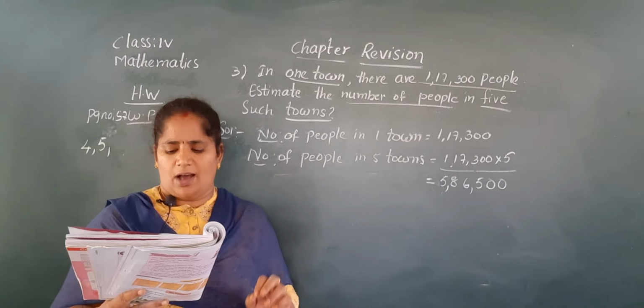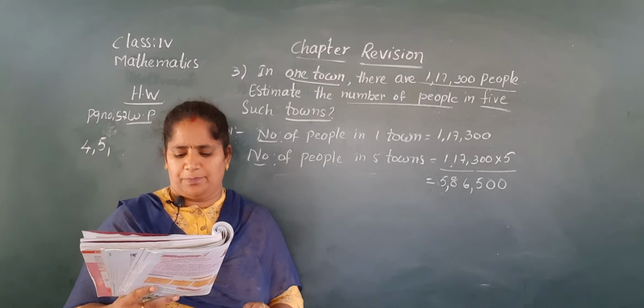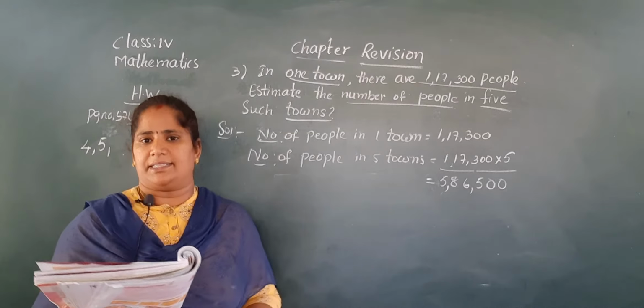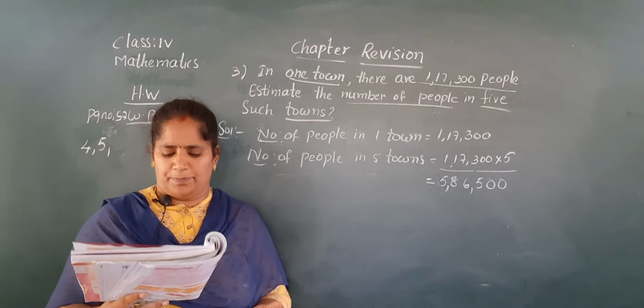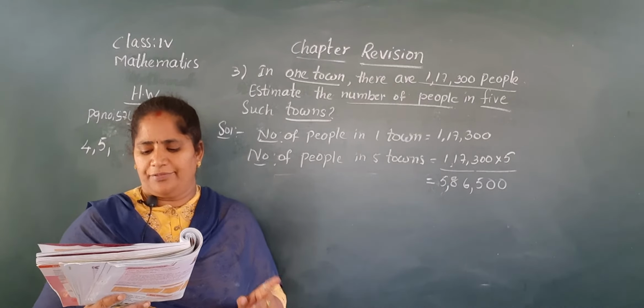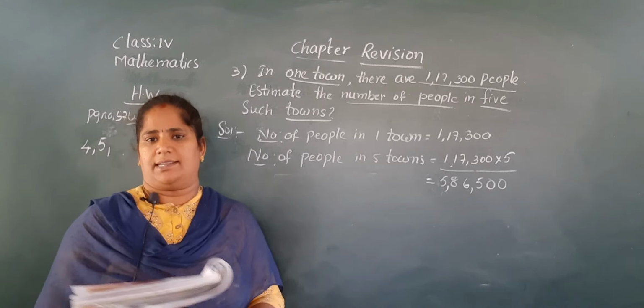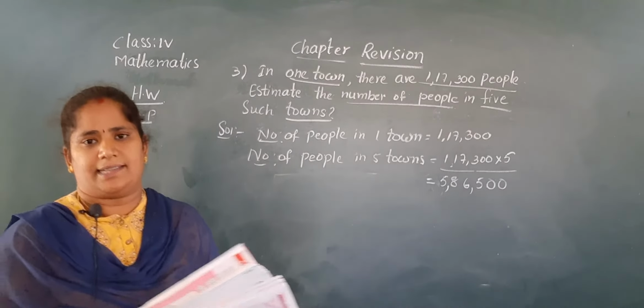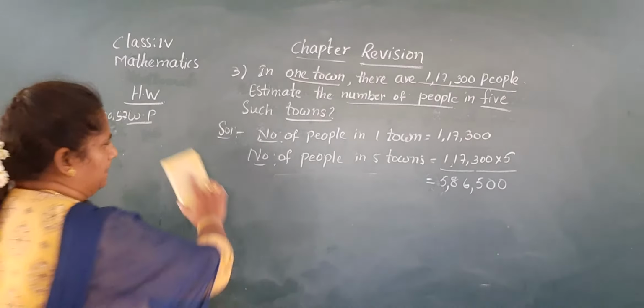Next, seventh one. One bus ticket costs 345 rupees. How much do 296 bus tickets cost? This is also a simple problem. Cost of one bus ticket and cost of 296 bus tickets. Okay, tell me the steps. Cost of one bus ticket and cost of 296 bus tickets. I will show you that multiplication.